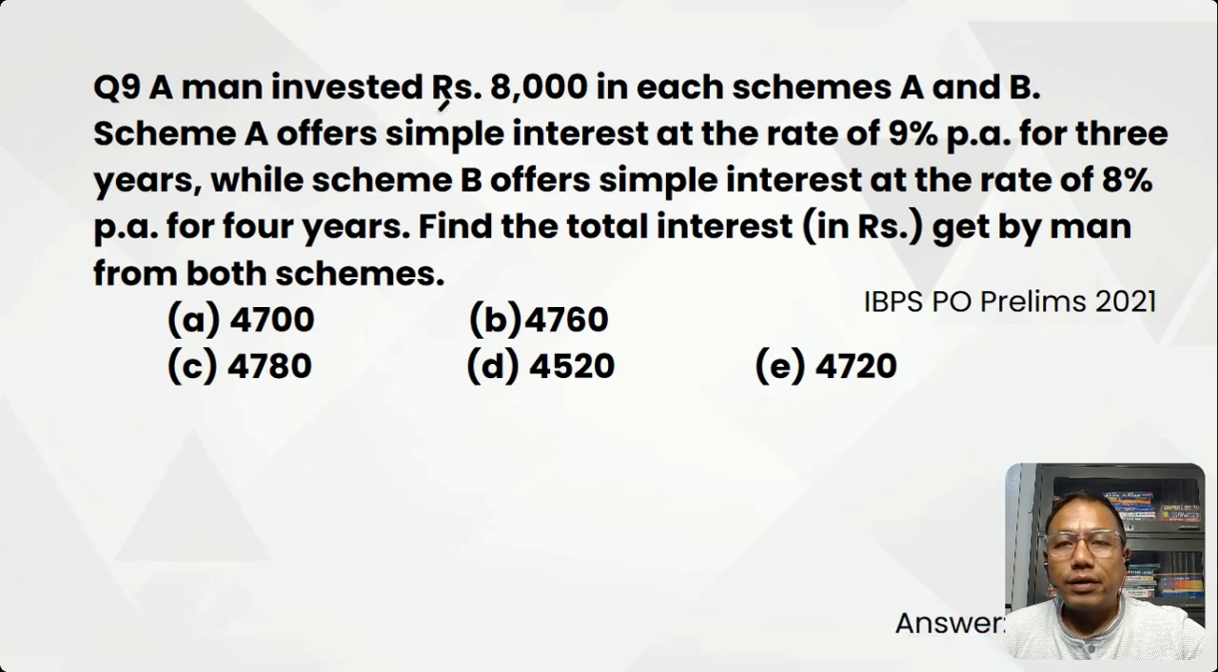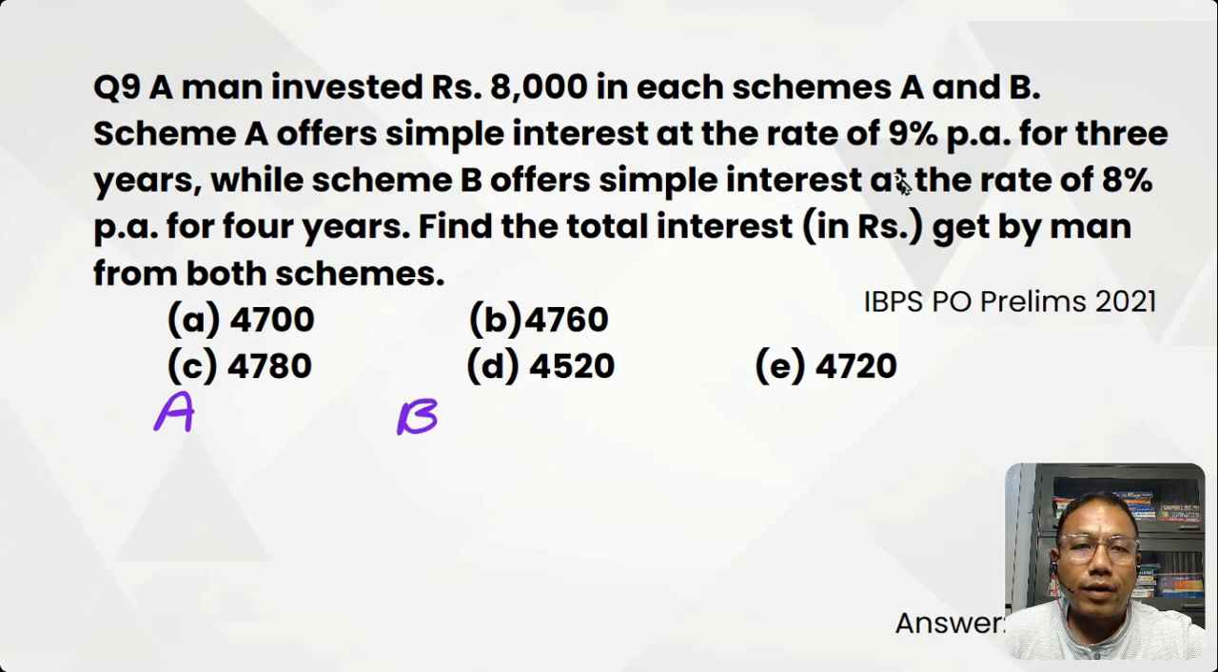A man invests rupees 8,000 in each scheme A and B. Scheme A offers simple interest at the rate of 9% per annum for 3 years, while Scheme B offers simple interest at the rate of 8% per annum for 4 years. Find the total interest got by the man from both schemes. I'll write Scheme A here, Scheme B here.